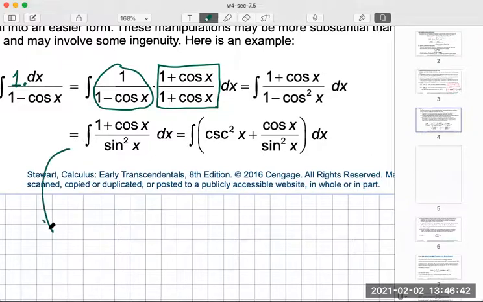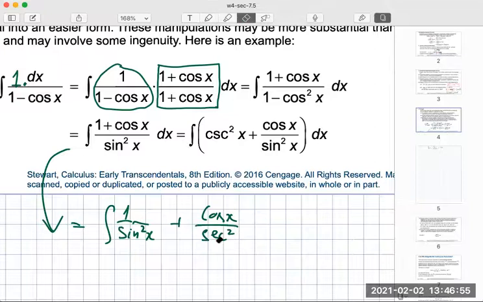So we break this guy into two terms: 1 over sine square x dx, or let us write it this way, cosine x over sine square x dx, right? 1 over sine is cosecant. 1 over sine square is cosecant square. Okay? Cosine over sine square. Then from here, what can we do?